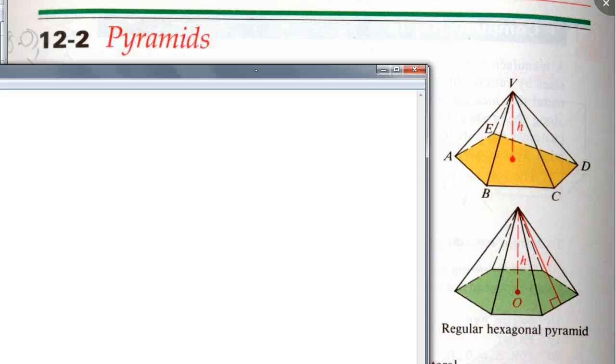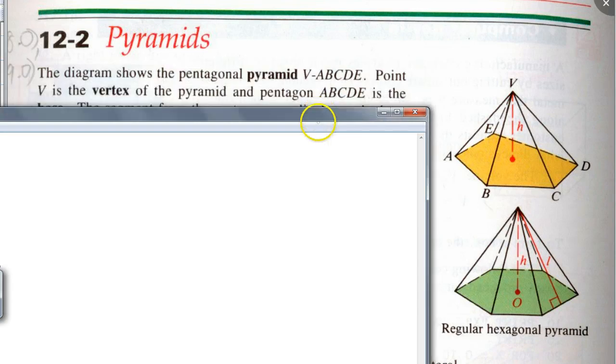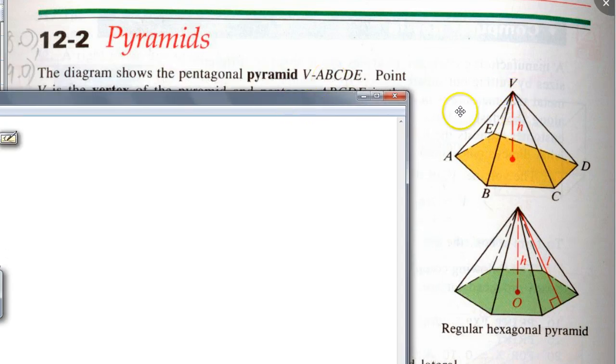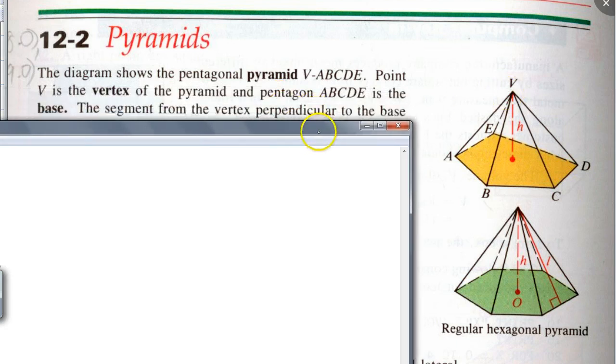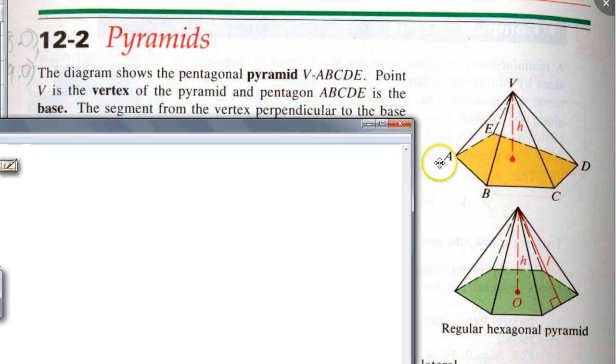Okay, so we got a pyramid V, A, B, C here. And you got a vertex V on top, okay? Pretty much similar. And then you got the base, A, B, C, D, E, okay? So this diagram on the right, we got a pyramid V, A, B, C, D, E, okay?